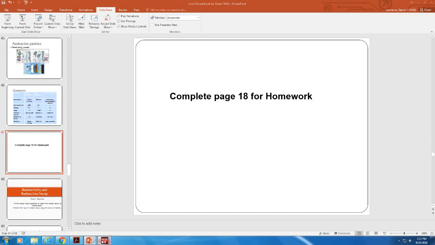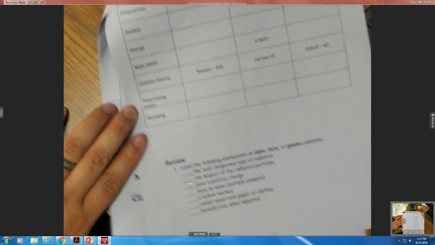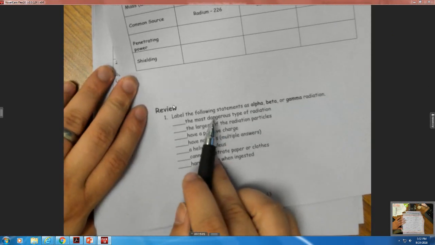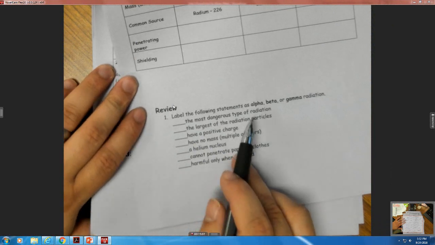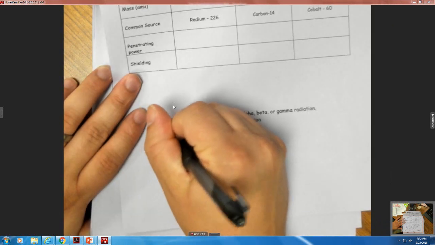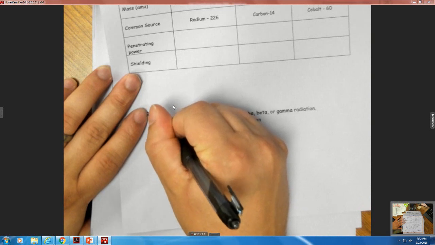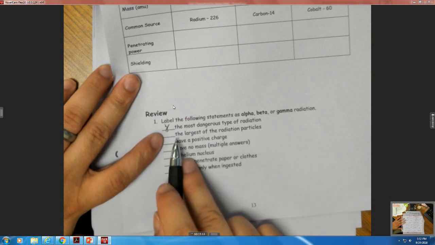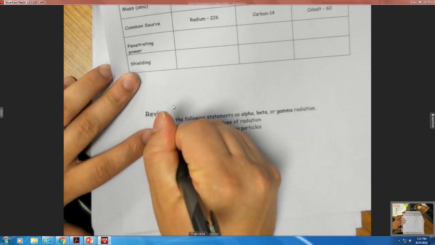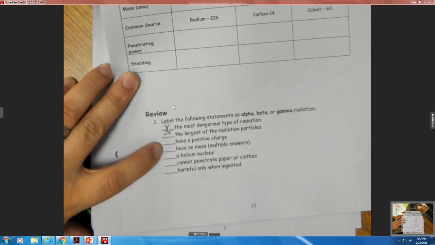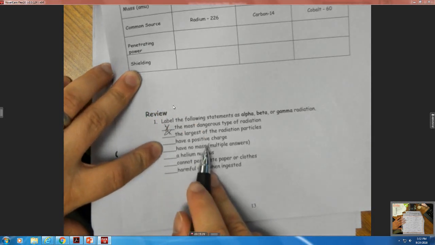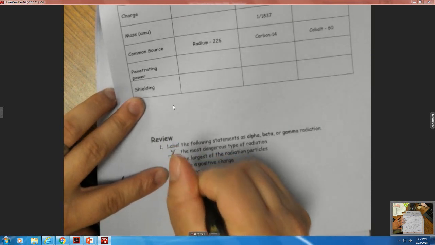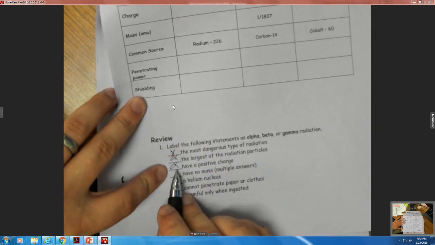So first, let's review the answers real quick to the bottom of page 13. What's the most dangerous type of radiation? Well, the most dangerous is going to be the one that has the most energy. So what would that be? That would be gamma, which is that symbol right there, but that's a gamma particle. The largest of the particles, the one with the most mass, that's going to be an alpha particle. Which particle has a positive charge? That would also be an alpha particle. The charge of an alpha particle is +2.